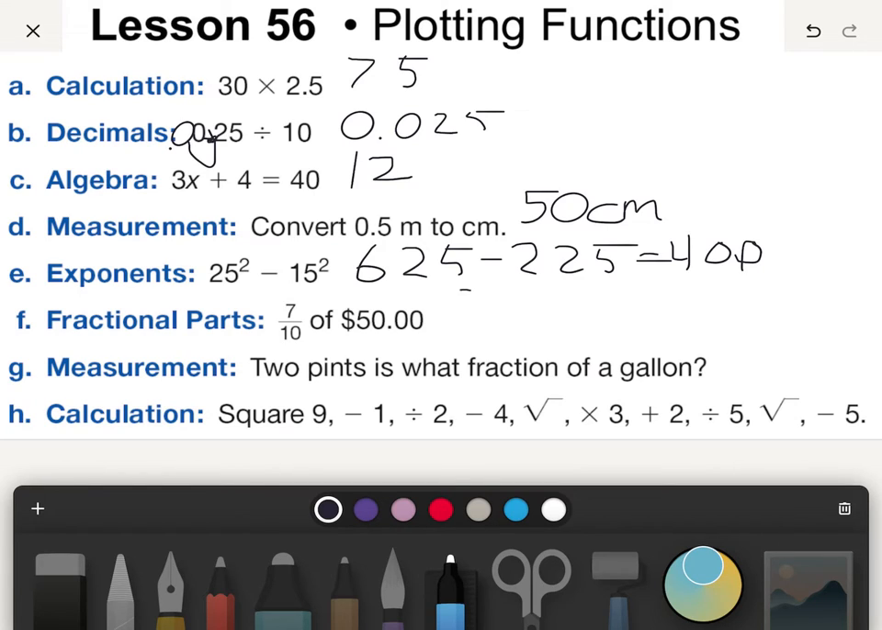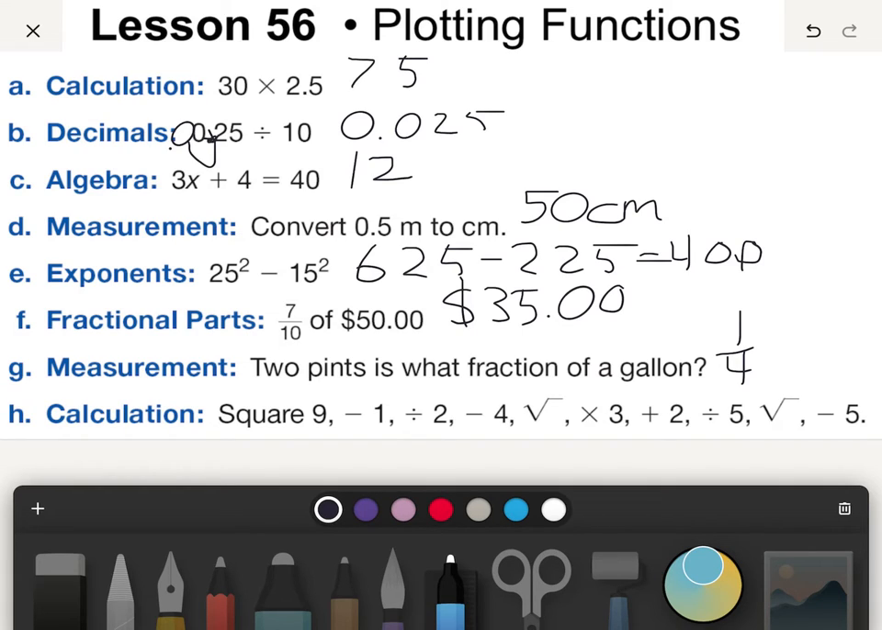Okay, then 7 times 5 is $35. Dollar bills. Then 2 pints is what fraction of a gallon? Well, 2 pints is equal to what? 1 quart. And a quarter of something is 1 quart, so 1/4. Ta-da. Okay. Seems like even the mental math is kind of chill today.